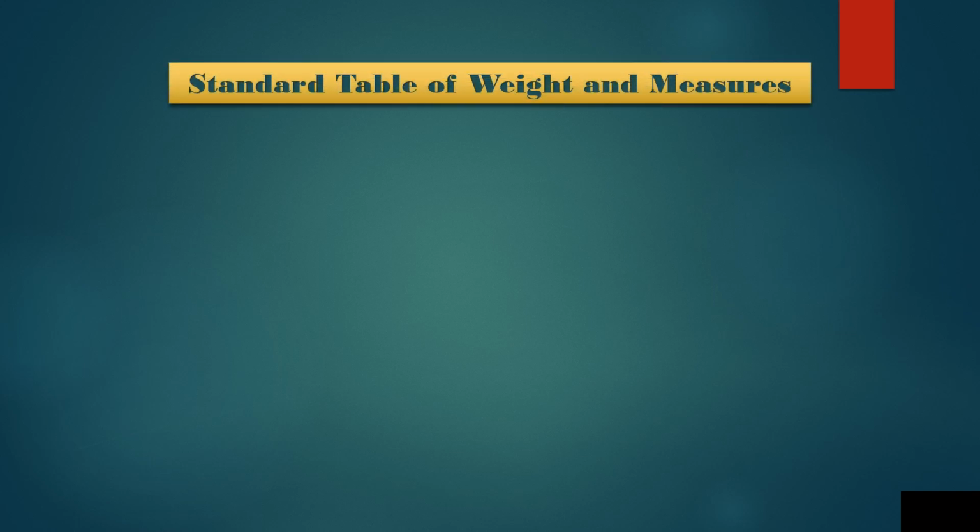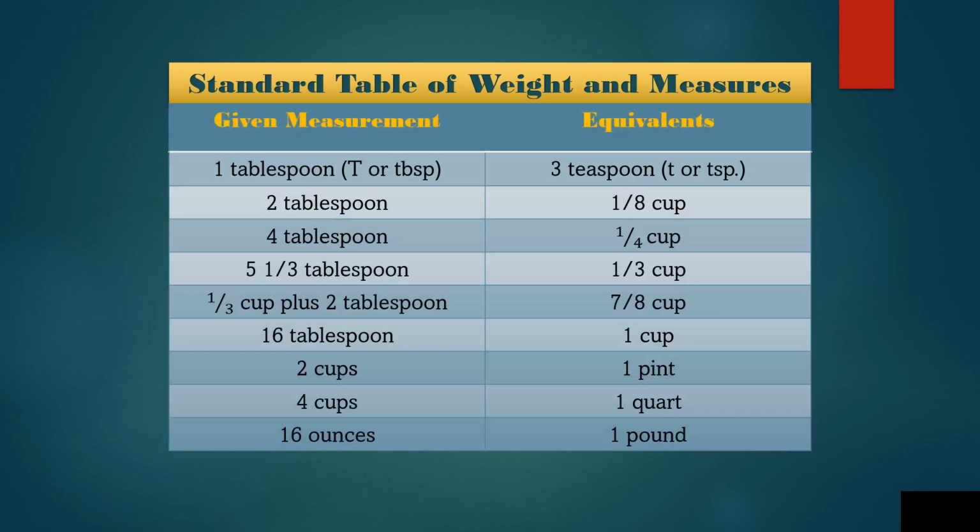Okay, so next tayo sa ating standard table of weight and measures. Nandiyan yung ating given measurement and din yung ating equivalence. Okay, so 1 tablespoon or T, capital letter T or TBSP is equivalent to 3 teaspoon or t or TSP. So tandaan nyo po, yung tablespoon is T or TBSP. And then yung teaspoon naman, small letter t or TSP. Okay? So, magkaiba po yung dalawang yan.